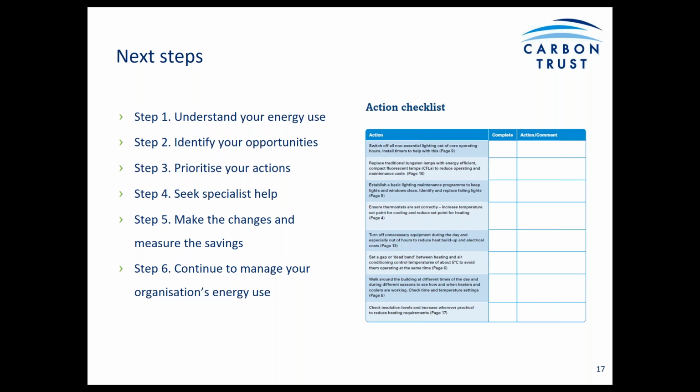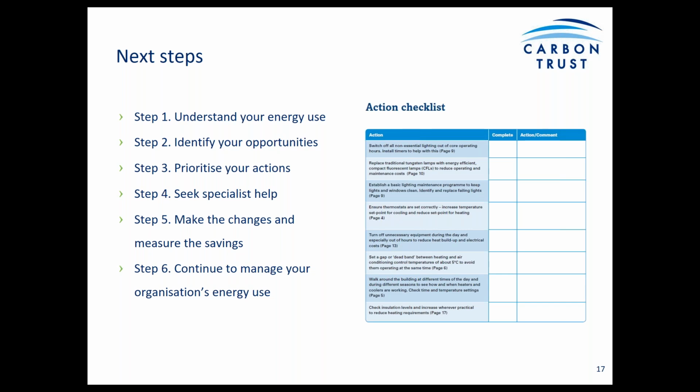Then prioritize these actions. Draw up an action plan detailing the schedule of improvements that need to be made, and when these need to be made by, and who is ultimately responsible for these. It may be that you need to seek some specialist help, and I'll run through some of the services that we can offer through the Green Business Fund in just a second. Make the changes and measure the savings. It's important that once these measures have been implemented, you measure the impact of these and make sure that the expected savings are actually being achieved, and if not, address this as well.